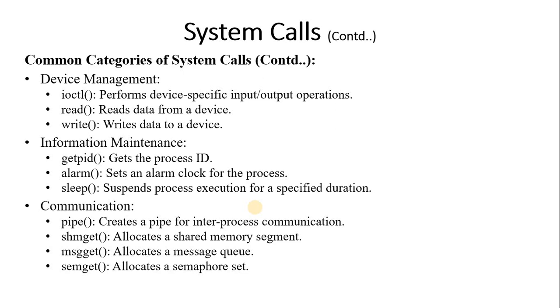The last system call we have is communication. This communication system call is used to create or delete the communication connections, or send and receive the messages, or you can transfer the information, and you can attach or detach some remote devices. The first function you can have is pipe, which is used for creating a pipe for inter-process communication. Inter-process communication here deals with the communication among the processes. shmget function allows a shared memory segment, msgget allocates the message queue, and semget allocates the semaphore set.